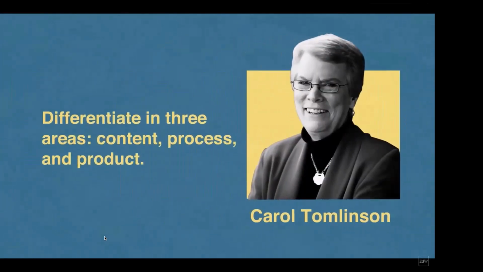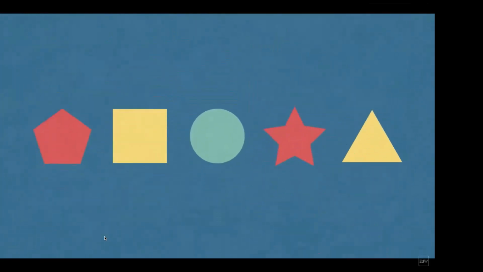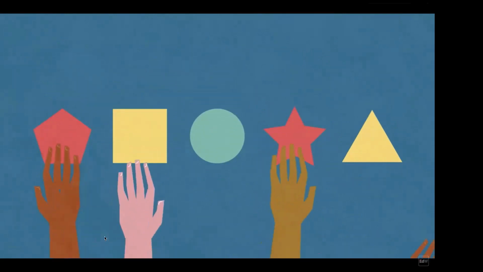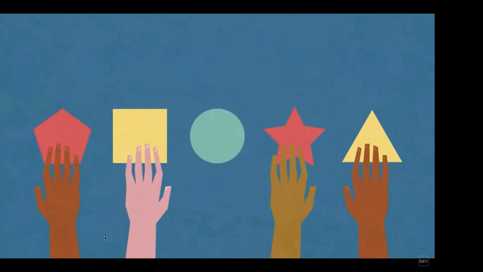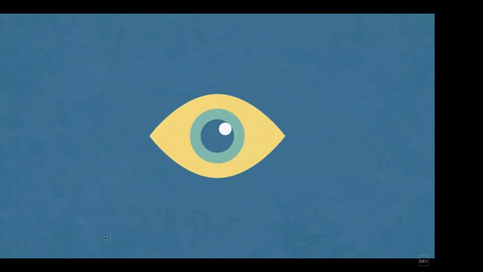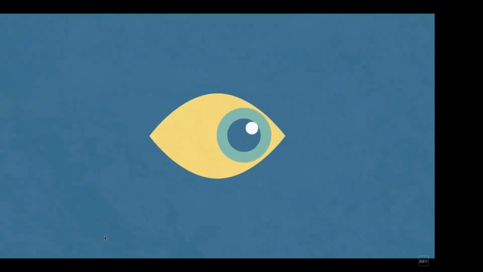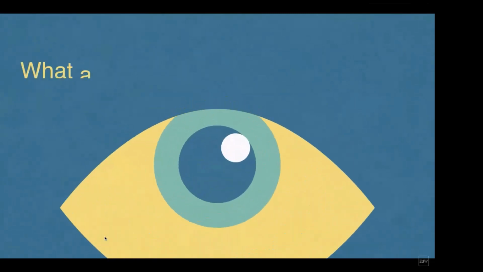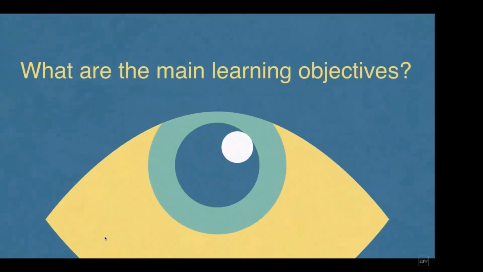Carol Tomlinson talks about the ability to differentiate in three areas: content, process, and product. For content, student choice is one way we might differentiate, like allowing students to choose their research topics or essay prompts. As teachers, we need to keep our eyes on the prize. In other words, we have to keep asking ourselves, what are the main learning objectives?